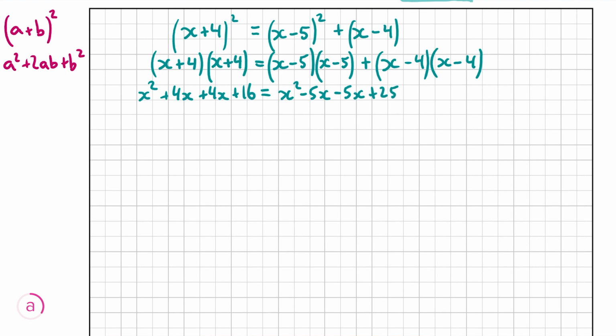be positive. Then (x minus 4) by (x minus 4), so x by x is again x squared, x by minus 4 is minus 4x, minus 4 by x is minus 4x as well, then minus 4 by minus 4 is plus 16. So now we can clean this up on the left side and the right hand side.